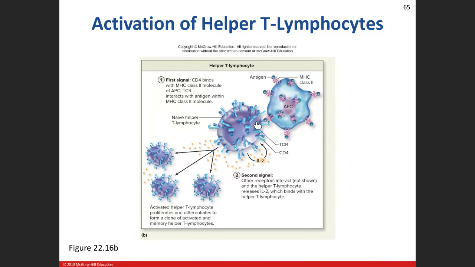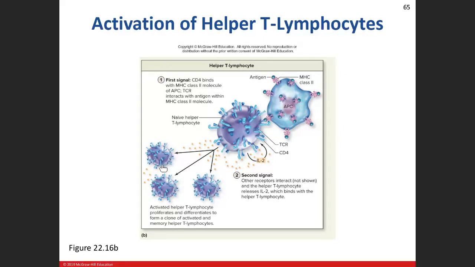It could be hundreds, if not thousands. We're just showing you one. It could be more than one, let's just say. We're just not seeing it here. So after that happens, that's the first signal. Now, that activates the helper T cell, and it starts to produce interleukin-2, which stimulates that helper T cell to make clones of itself.